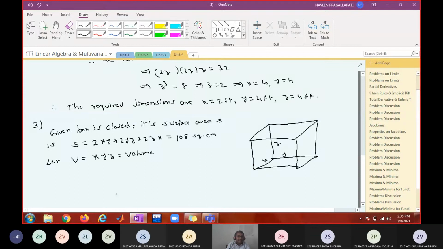So apply Lagrange's method of undetermined multipliers. I'll do it in the next class. Shall I proceed?